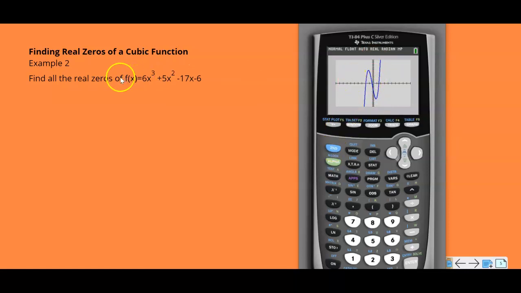Now I want to find my zeros. So my zeros are where it crosses the x-axis. So you can see this one looks like -2. That one's between 0 and -1, and that one looks like it's between 1 and 2. So let's start with the first one on the left.